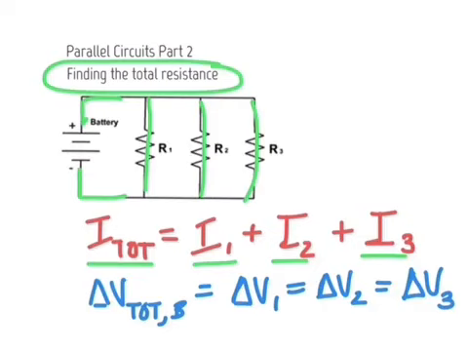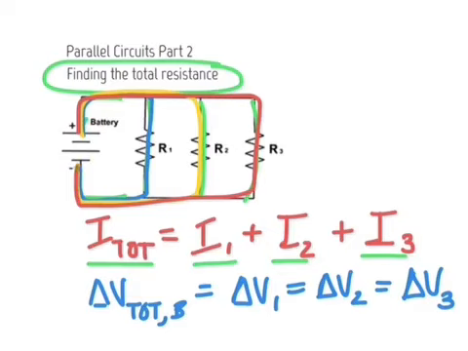We also looked at how the voltage works: it's almost as though each resistor is connected independently to the battery. So the voltage drop of the battery is exactly the same as the voltage drop over any one of those three resistors. So the voltage total, which is also known as the voltage of the battery, is equal at each location.